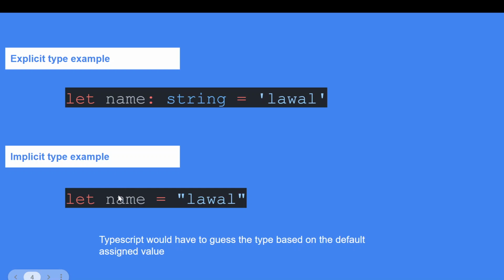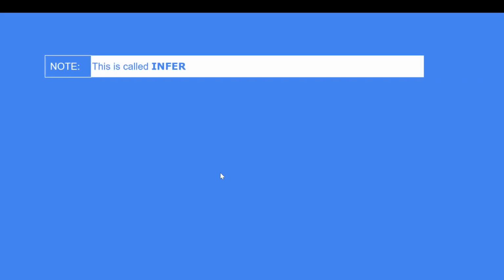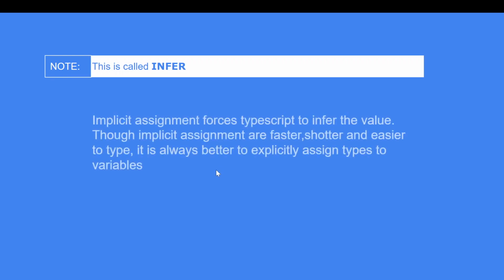So if you try to reassign this variable another primitive type, except a string, it is going to throw an error. I want you to note that this particular thing is called infer. So implicit assignment forces TypeScript to infer the type. Though implicit assignments are faster, shorter, and easier to type, it's always better to explicitly assign types to variables because in the long run, this can cause errors and bugs in your code. So what I want us to do for now is to look at errors in TypeScript so that we can understand this in detail.